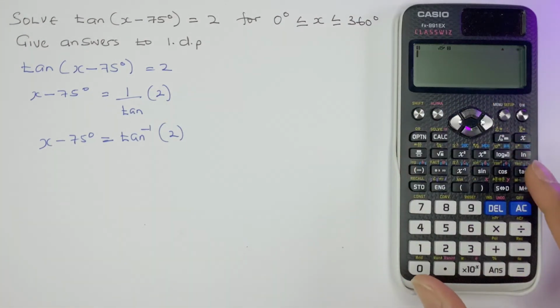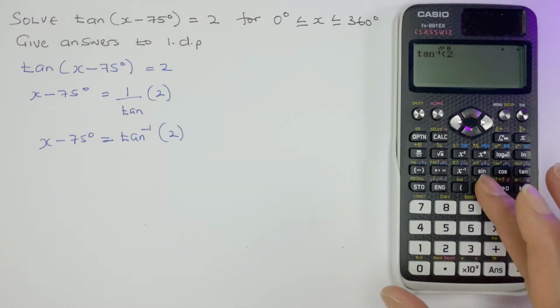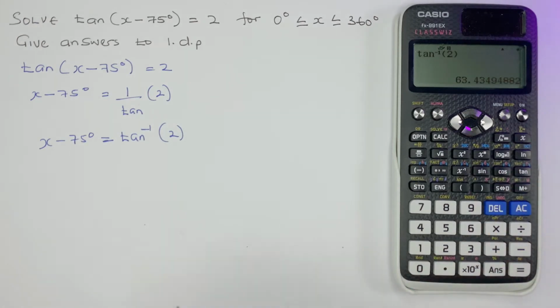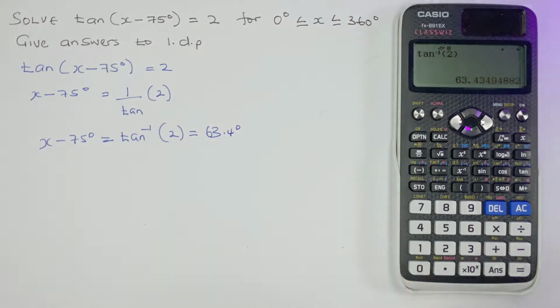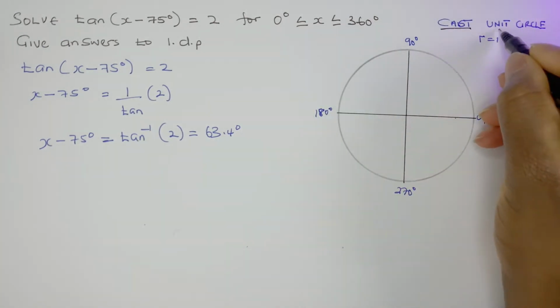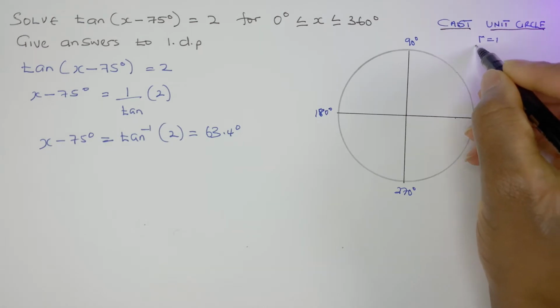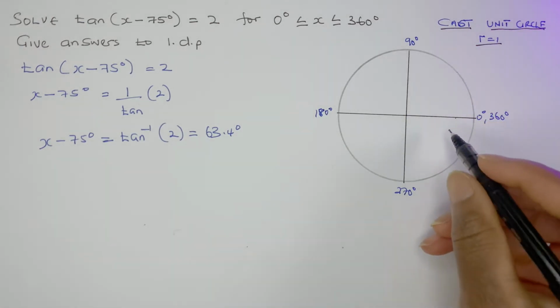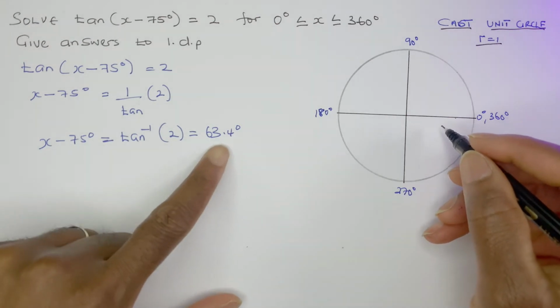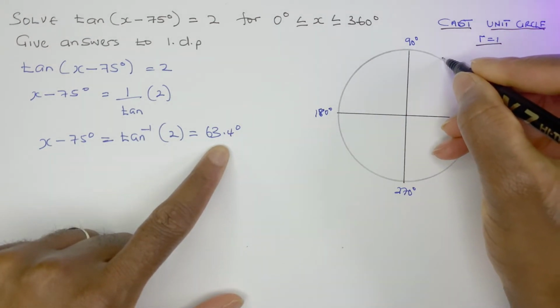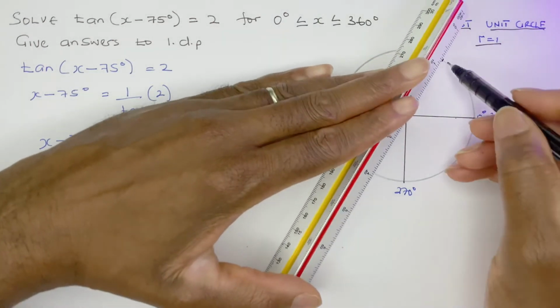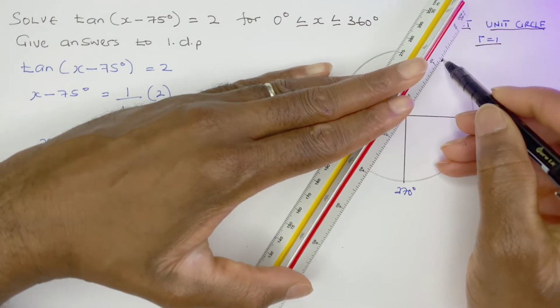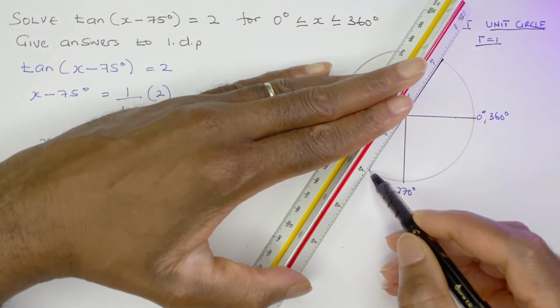shift tan, close bracket, that's 63.4 degrees. So I'm using a CAST diagram of a unit circle where the radius is 1, and 63.4 degrees will be somewhere there. And so if I just draw a line through the center there and there.